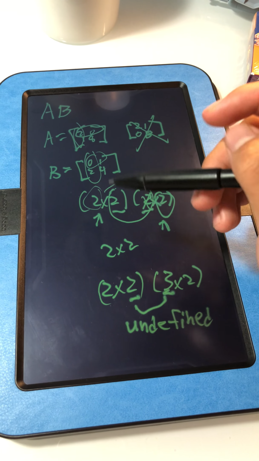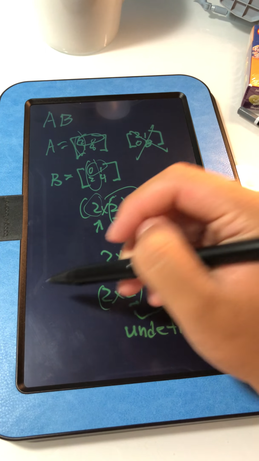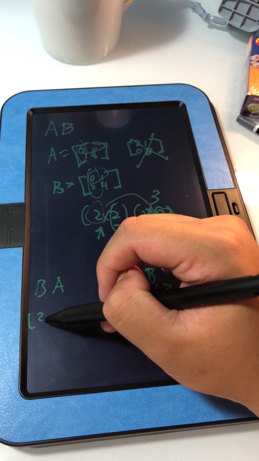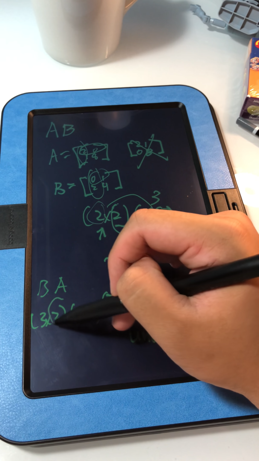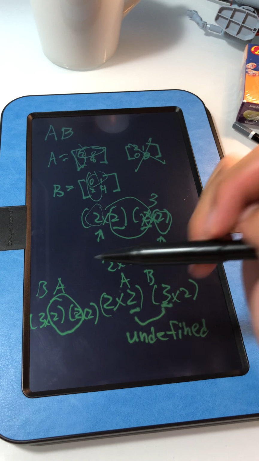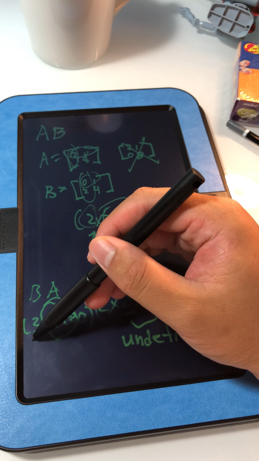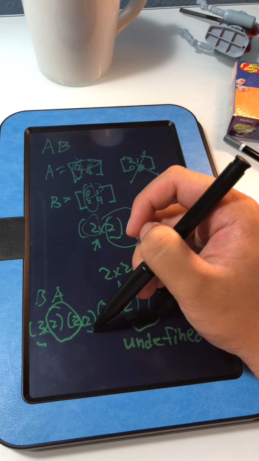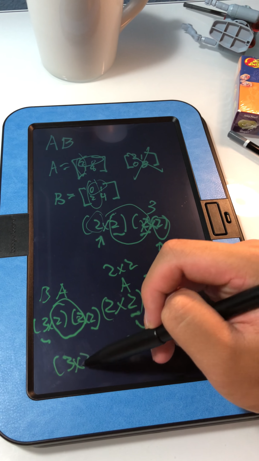But the story would change if instead of A times B, it'd be B times A. So let's say it's B times A. So it's a 3 by 2 times a 2 by 2. Well, what do you know? The amount of columns in the first variable is equal to the amount of rows in the second variable. So you would take the amount of rows in the first variable and the number of columns in the second variable, and put them together, and your solution should be a 3 by 2.